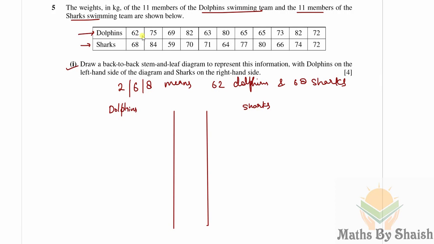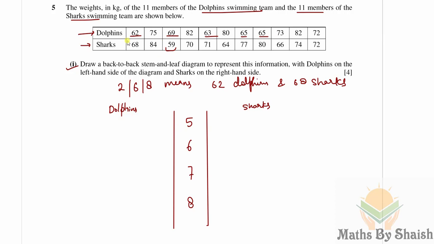Since the least value is in the sharks, in the 50s, we will start from 5, and the maximum value we can see in both is in the 80s, so we'll go till 8. So 5, 6, 7 and 8. Let's fill in for the dolphins. First, there is nothing in the 50s, so we won't write anything. And in the 60s, these are 62, 69, 63, 65, 65.